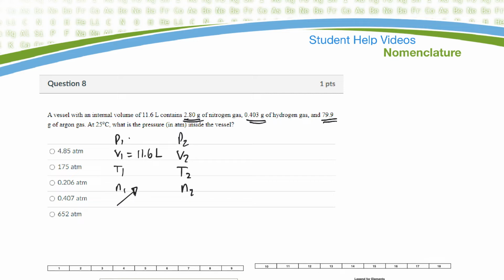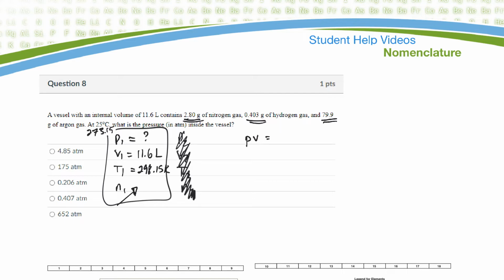And then they say the temperature is 25, so that's 25 plus 273.15, which is 298.15 Kelvin. Now they're asking for the pressure inside that vessel. They're not changing pressure, volume, temperature, or moles, so I'm going to be using the ideal gas law. PV equals nRT. I'm looking for pressure, so pressure is equal to nRT over V.